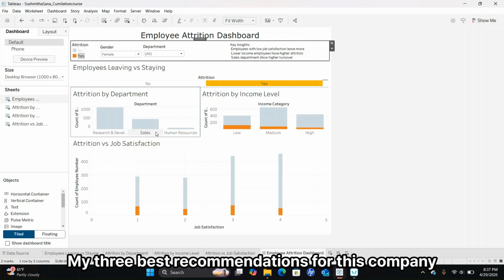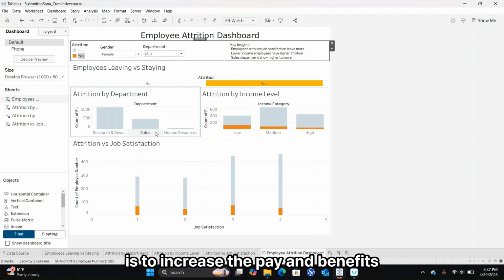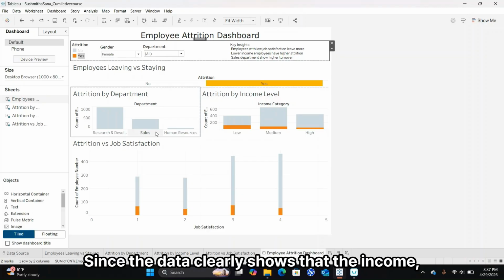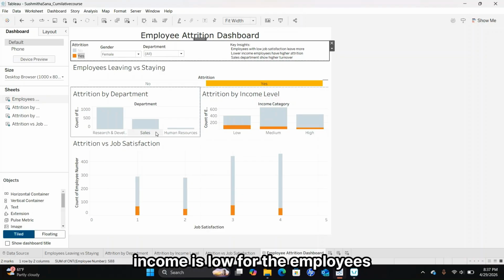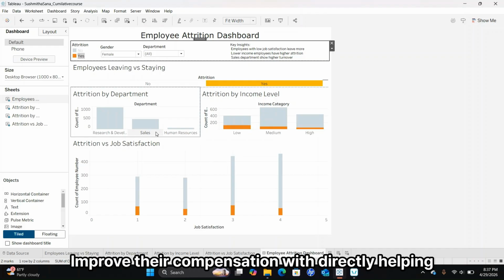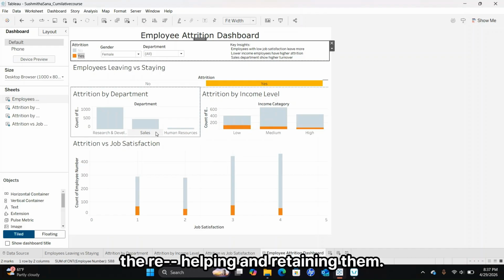My three best recommendations for this company: my first recommendation is to increase the pay and benefits for low income employees, since the data clearly shows that income is low for the employees who are leaving more. Improving their compensation will directly help in retaining them.